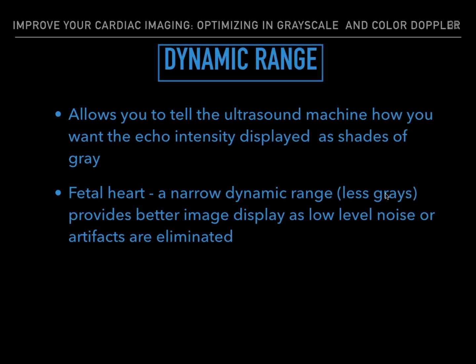Dynamic range. Dynamic range allows you to tell the ultrasound machine how you want the echo intensity displayed as shades of gray. So a wide dynamic range introduces more shades of gray into an image, whereas a narrow dynamic range results in a more black and white image. So when evaluating the fetal heart, a narrow dynamic range, less grays, provides better image display as low-level noise or artifacts are eliminated.